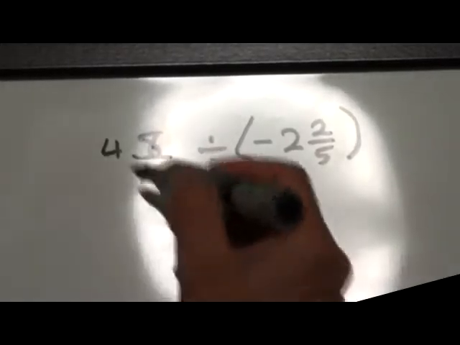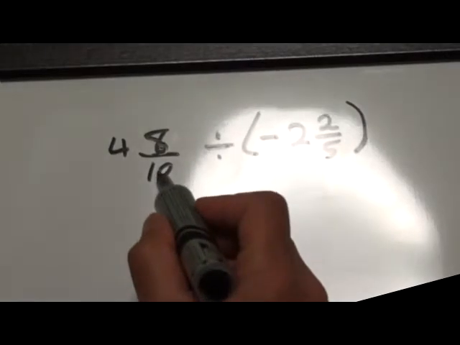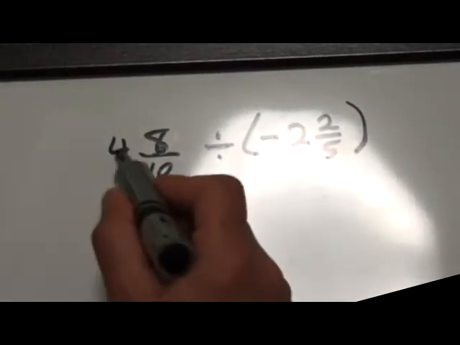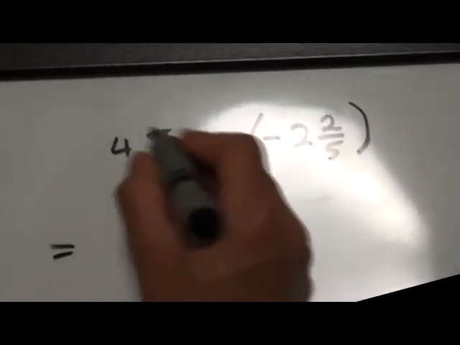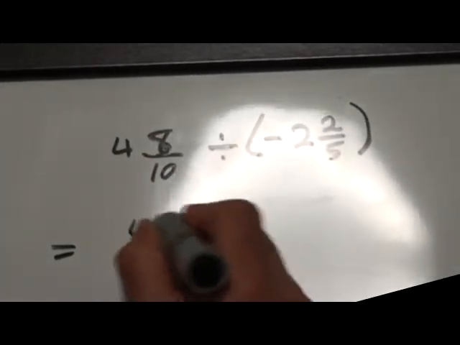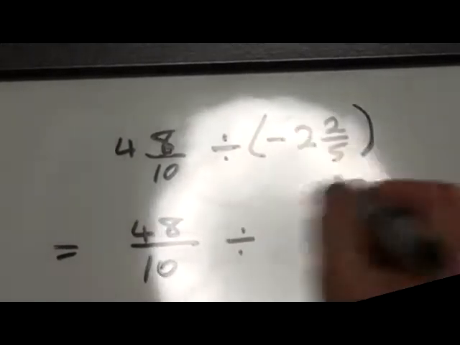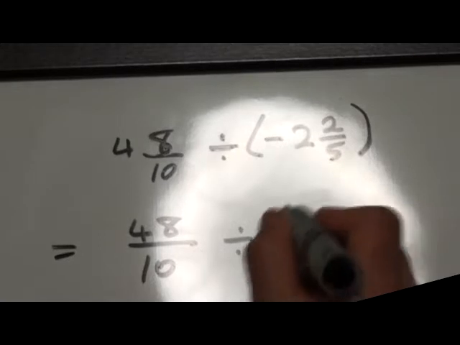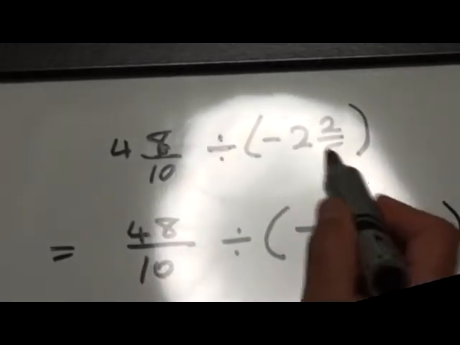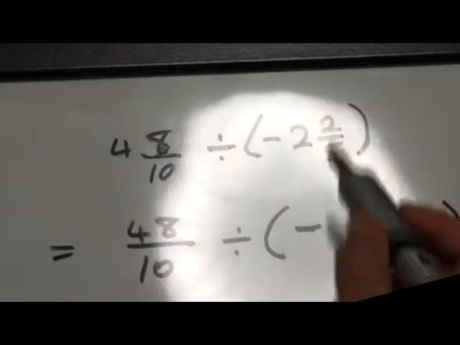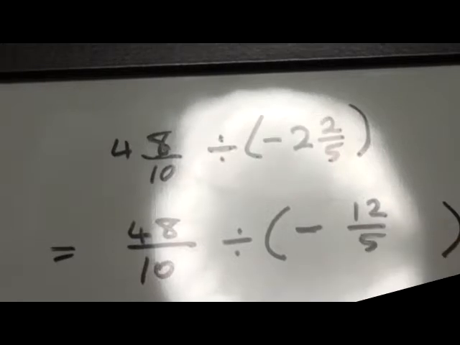How do we change 4 8/10 into an improper fraction? Well, you multiply 10 by 4, then you add the 8. So 10 times 4 is 40, plus 8, that's going to be 48/10. Divided by, let's change that. Let's not forget the minus. Okay, now let's change it. That's going to be 5 times 2, which is 10. 10 plus 2 is 12. So that's going to be 12/5.